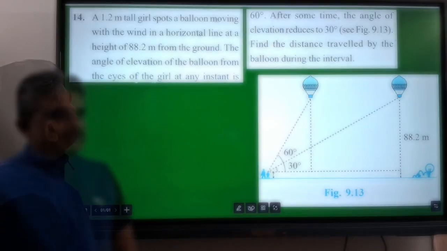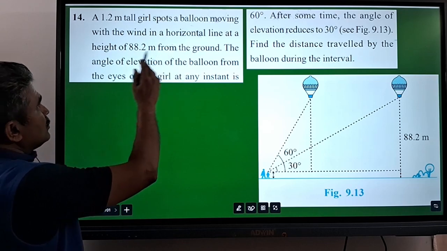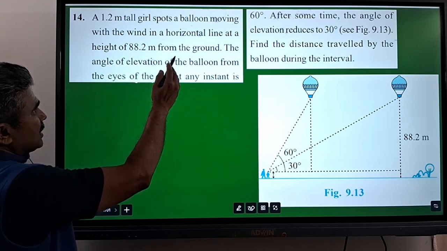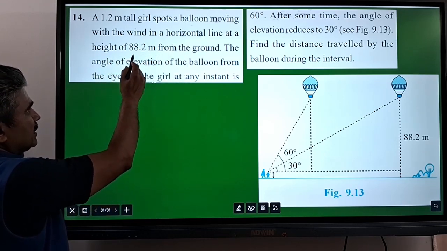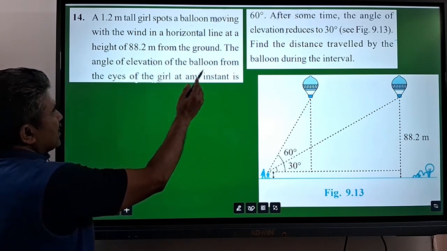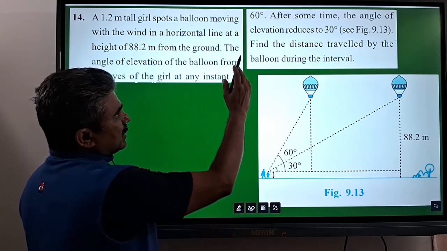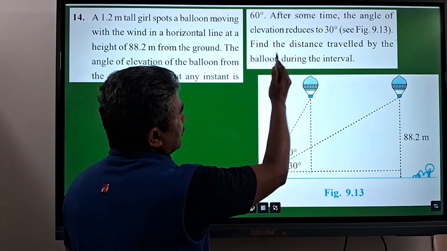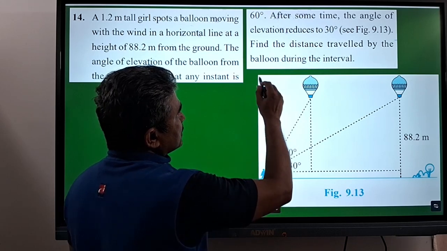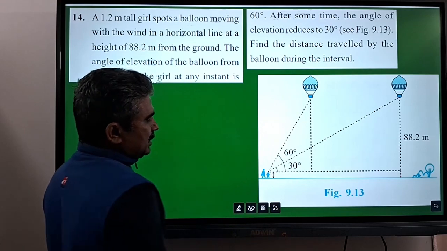Our next question is, a 1.2 meter tall girl spots a balloon moving with the wind in a horizontal line at a height of 88.2 meter from the ground. The angle of elevation of the balloon from the eyes of the girl at any instant is 60 degrees. After some time, the angle of elevation reduces to 30 degrees. Find the distances traveled by the balloon during the interval.